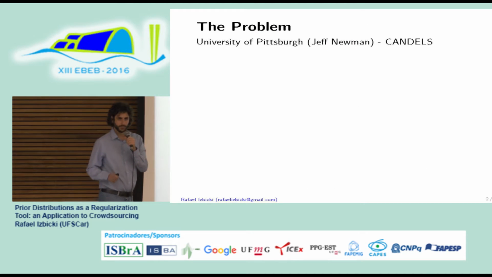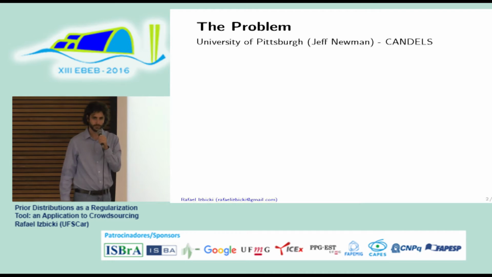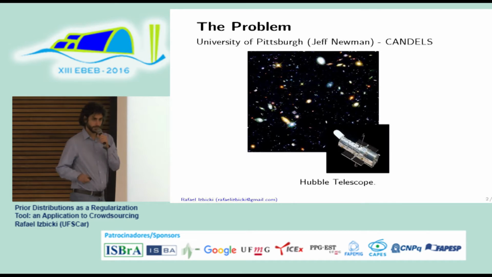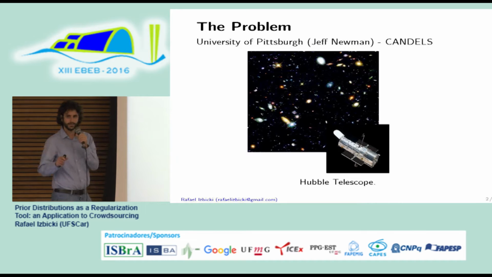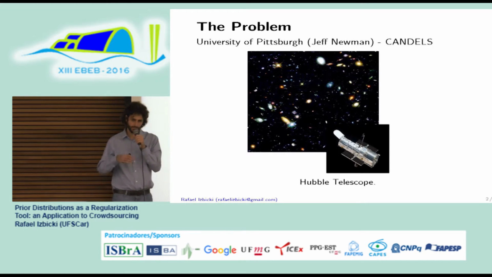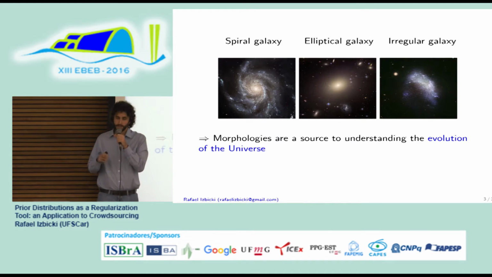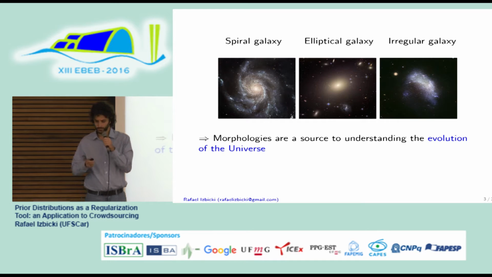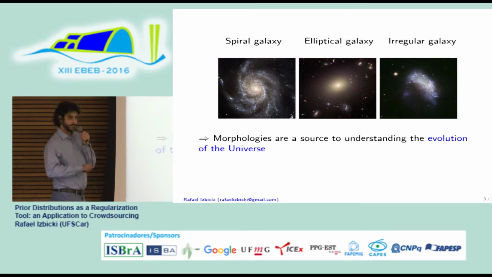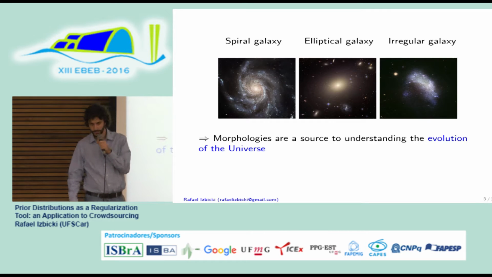So the problem I'm going to talk about arose when Jeff Newman, who's an astronomer from University of Pittsburgh, contacted us and he had a data set called CANDELS, which consisted of images of galaxies observed using Hubble telescope. So it had lots of images, each image of a single galaxy. And galaxies can have different shapes. So for example, there are spiral galaxies, elliptical galaxies, irregular galaxies, and many other morphologies.